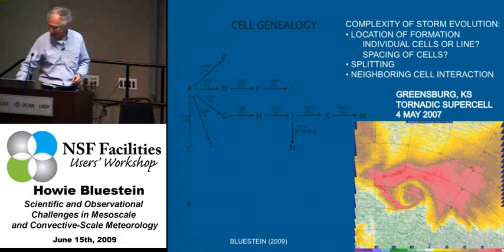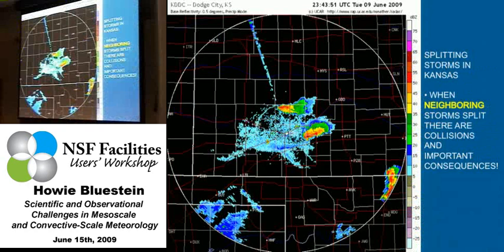Major challenge. This, for example, is a splitting storm from last week in Kansas. There's the left mover, the right mover. This looks exactly like the numerical simulations. There are the outflow boundaries. There's the hook and the right mover. We were there. Now, this is an isolated right mover and left mover. But when neighboring storms are split and there are collisions, you get important consequences.